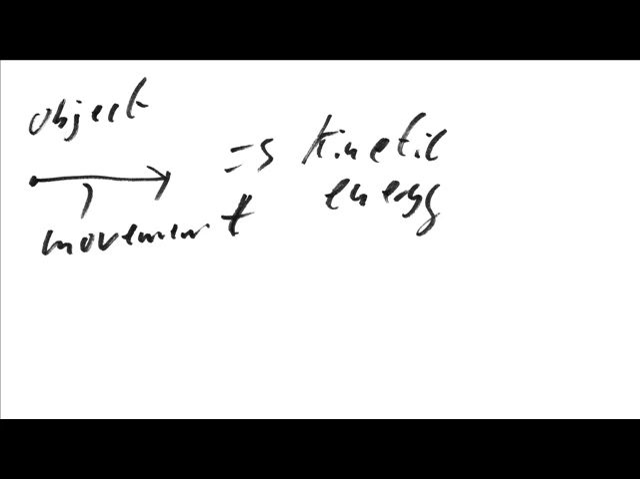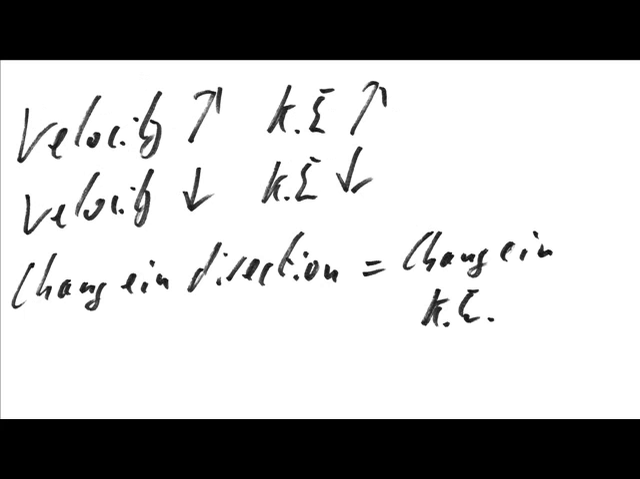A change in direction is a change in velocity, so changing direction, but maintaining speed requires a change in energy. Energy is still force multiplied by the displacement in the direction of the force, so W equals Fs. Energy equals force times displacement.